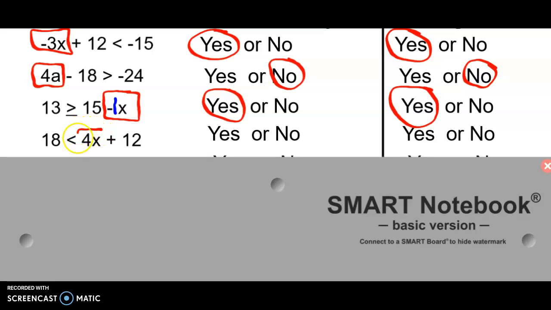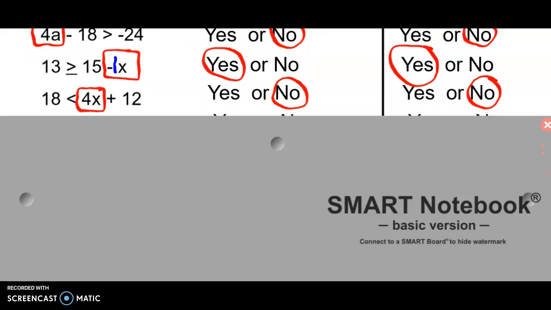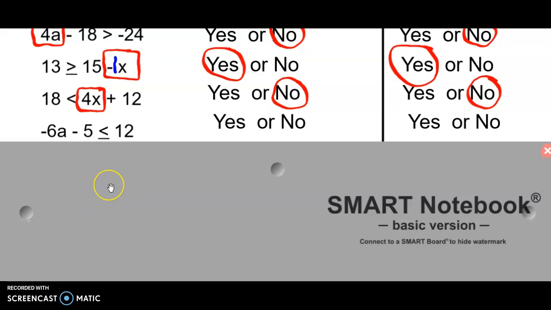All right, as I take a look, I can see that 4x, I have a positive coefficient, so no, it does not have a negative coefficient, and no, it will not flip. Negative 6a minus 5 is less than or equal to 12. Negative coefficient, will it flip? As I look at my coefficient variable combination here, I can see that I have a negative 6, so it does have a negative coefficient, and yes, it will flip.